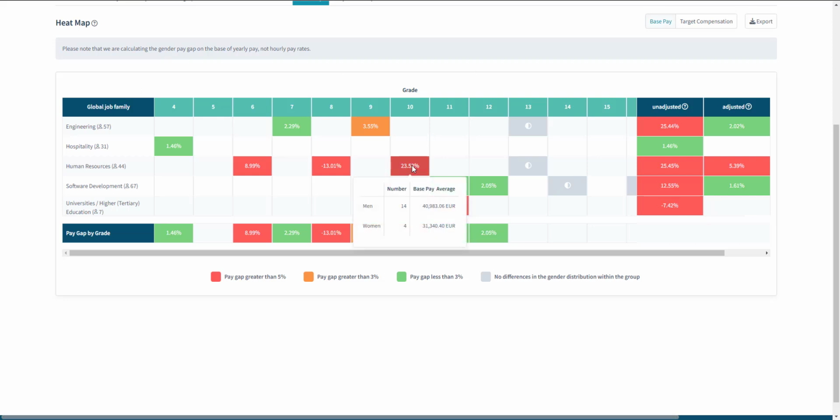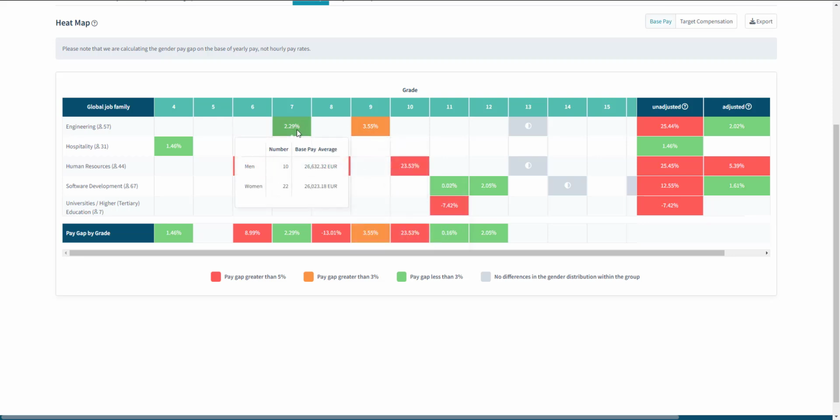Red indicates you've got a pay gap of more than 5%. Orange is a pay gap of more than 3%, and green is a pay gap of less than 3%. Now, a grey colour like here shows that there are only men or only women in the group, so no comparison is possible. If you hover over a pay gap, you can see that we're given a sample size.